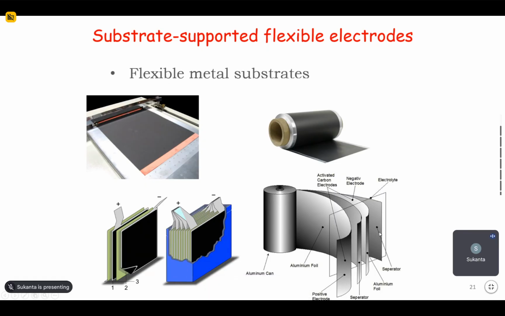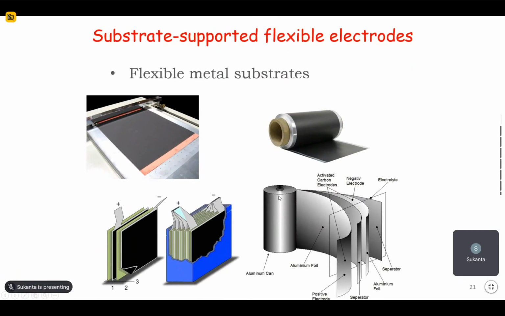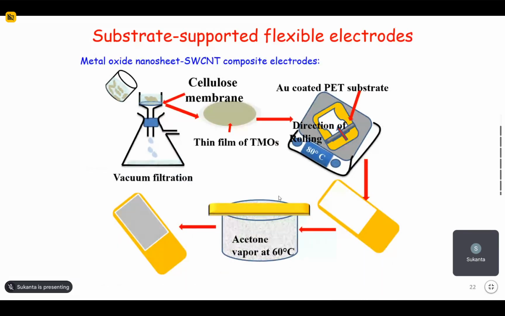We can roll it and make a cell, like this or like this, for future application. So we can transfer this to the industrial level, from lab scale to industrial scale. So now I'll show the different types of metal oxides which can be used as pseudocapacitors and which improve the capacitance value of the supercapacitor.